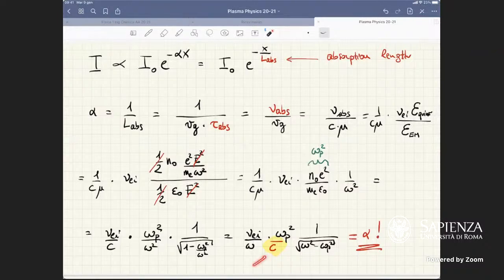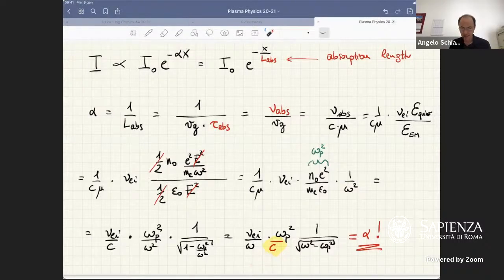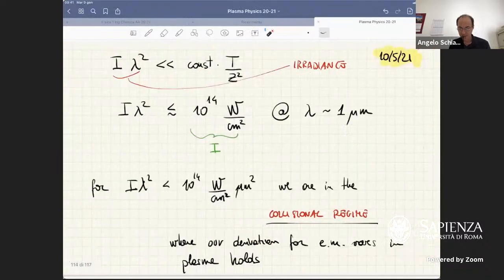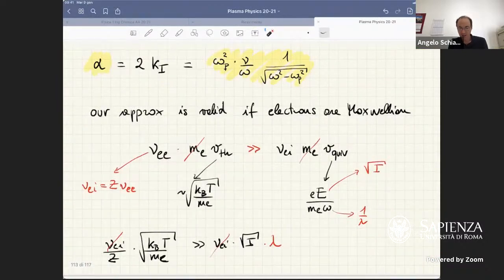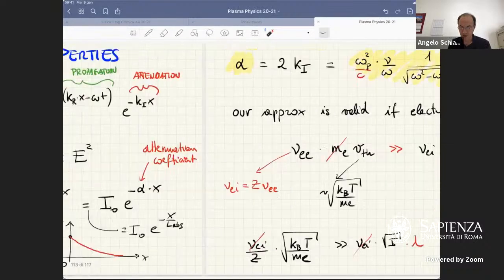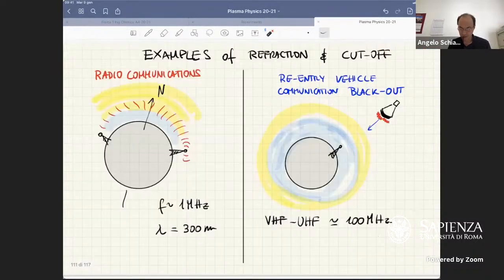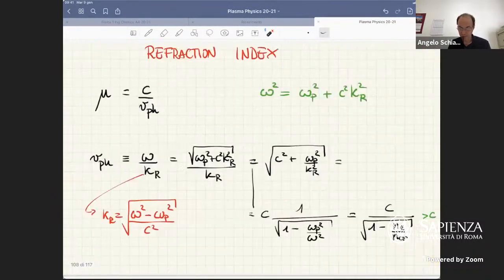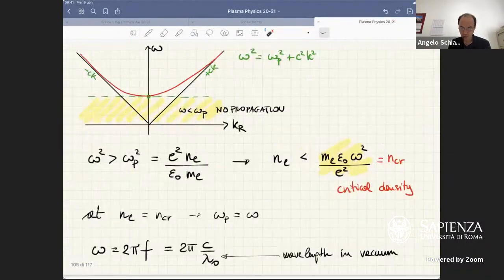So the problem was that a C was missing here. And let's go back a little bit. This formula here, there's a C missing as well, the speed of light. So let's put it here as well. That's why I was a little bit puzzled before, because I was using this formula, which had the speed of light missing.